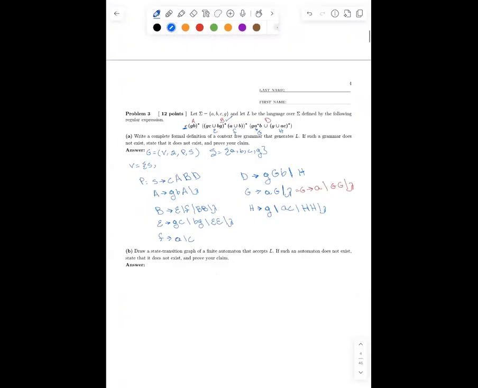So this is my final answer. And so far I used A, B, C. I didn't use C. A, B, D, E, F, G, and H.